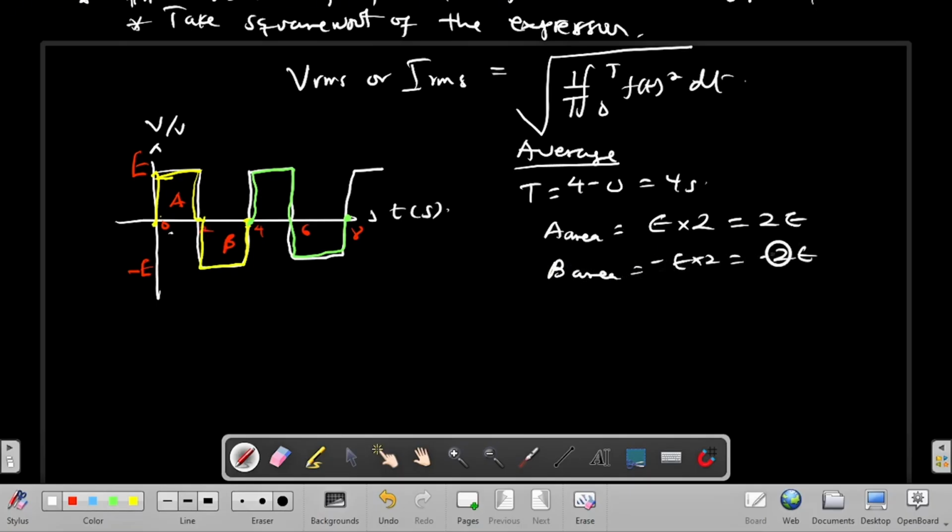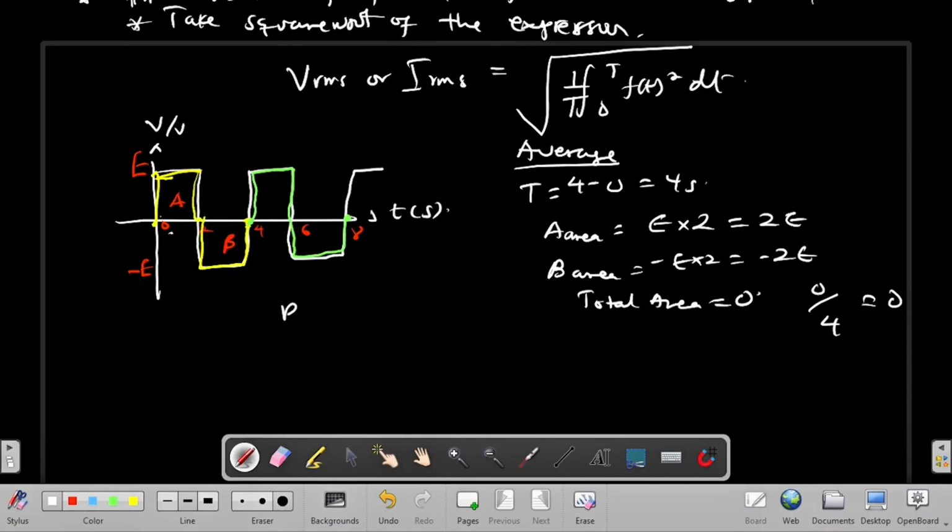So my total area is 2E minus 2E, and total area is equal to 0. So the period says that once you find your area of the cycle, divided by the period, you are done. So 0 over my period 4 is equal to 0. So the average voltage of this waveform is 0. Because of this, there is a general rule that whenever you have this symmetric wave, the average is 0, because whatever is here will cancel what is here.